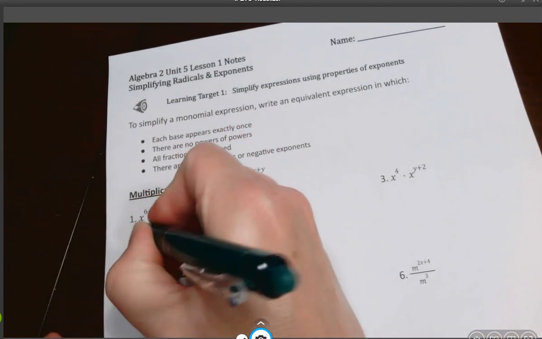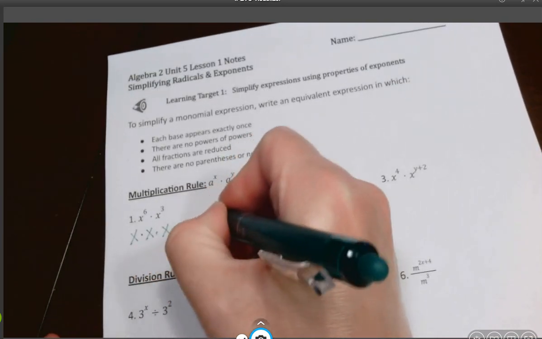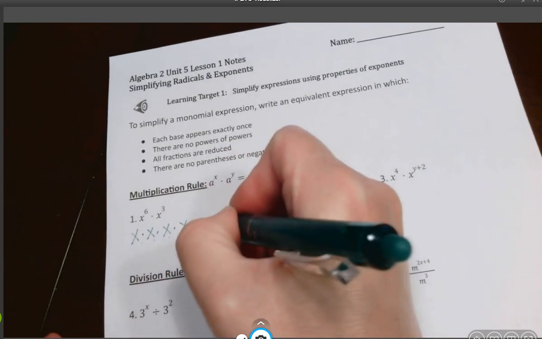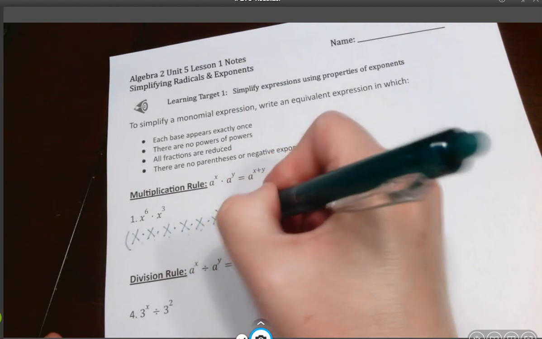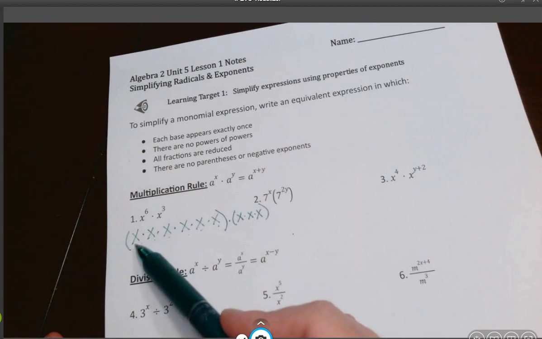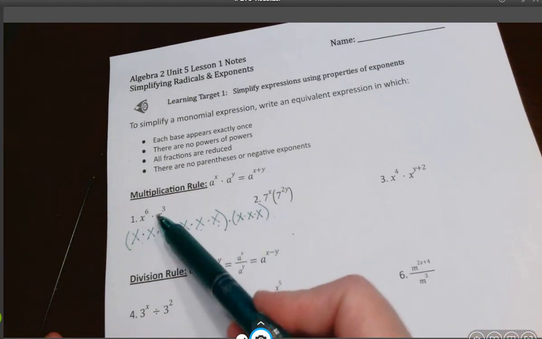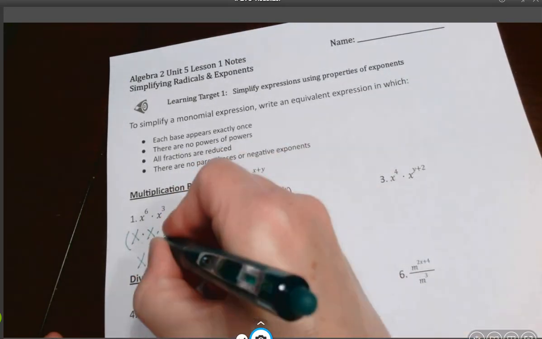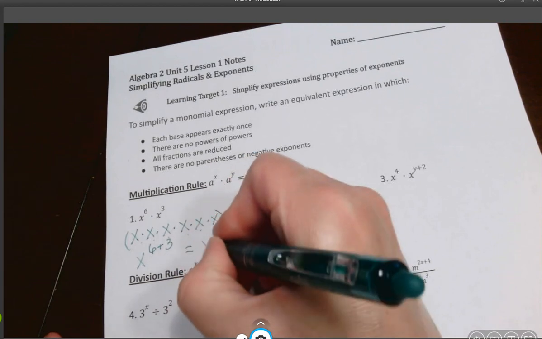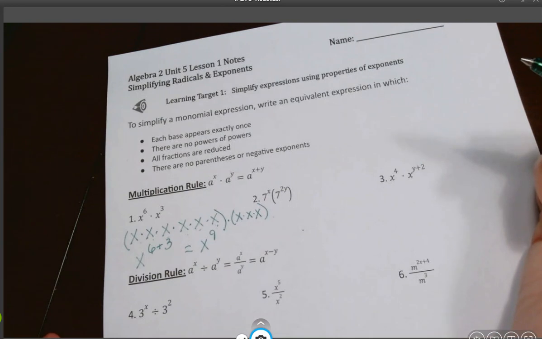X to the 6 literally means x times itself 6 times. So there are 6 x's. 1, 2, 3, 4, 5, 6. That's x to the 6 times x to the 3, which is x times x times x. Right? Now, when I put all this together, I have 9 x's, right? I add the 6 from this one to the 3 from this one. And this is why we add 6 plus 3. So when I add the 6 from this one plus the 3 from this one, I get x to the 9th.